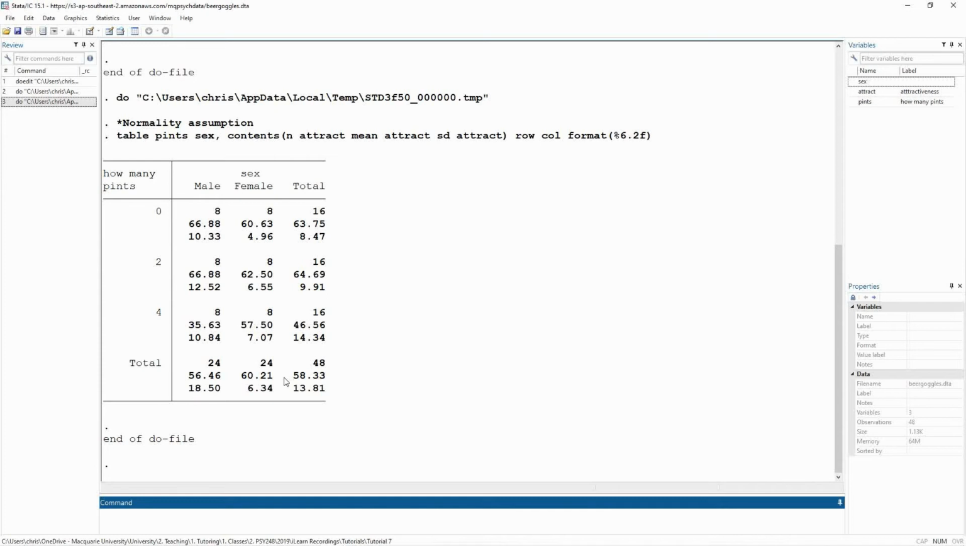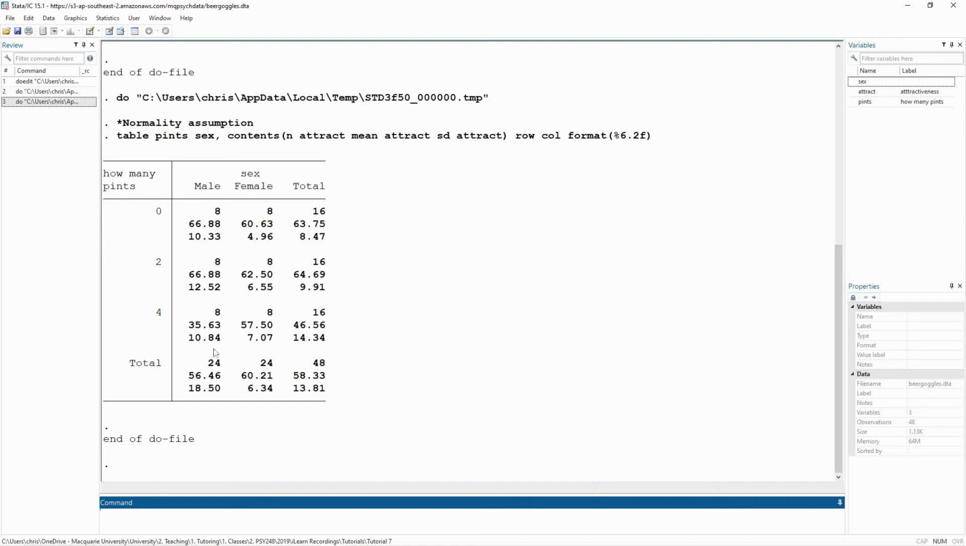So what this means is for males who had 0 pints, we had 8 of them, their average rating of a female was 66.88 units on our attractiveness scale. They had a standard deviation of 10.3. Males who had 2 pints had the exact same mean, though their standard deviation was a little bit higher. There was a little bit more variation. Males who had 4 pints, their attractiveness ratings dropped, and the standard deviations are about 10.84.